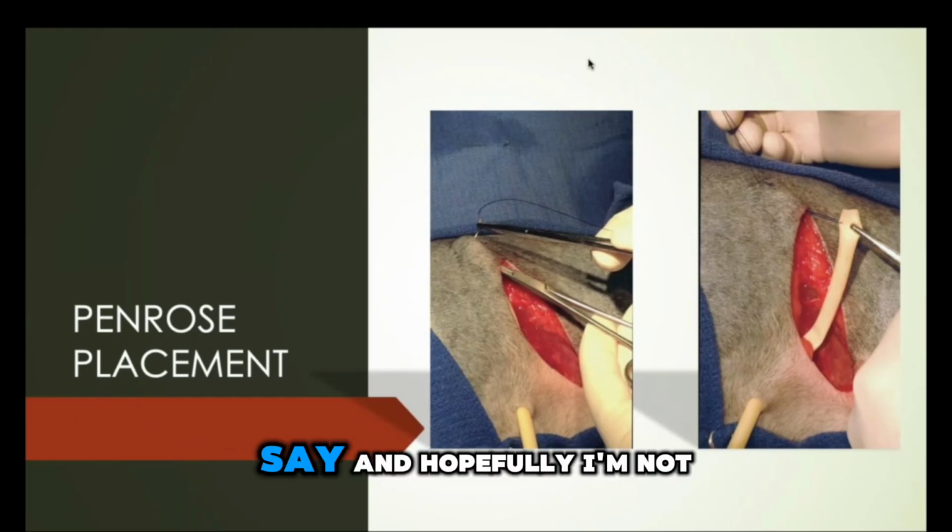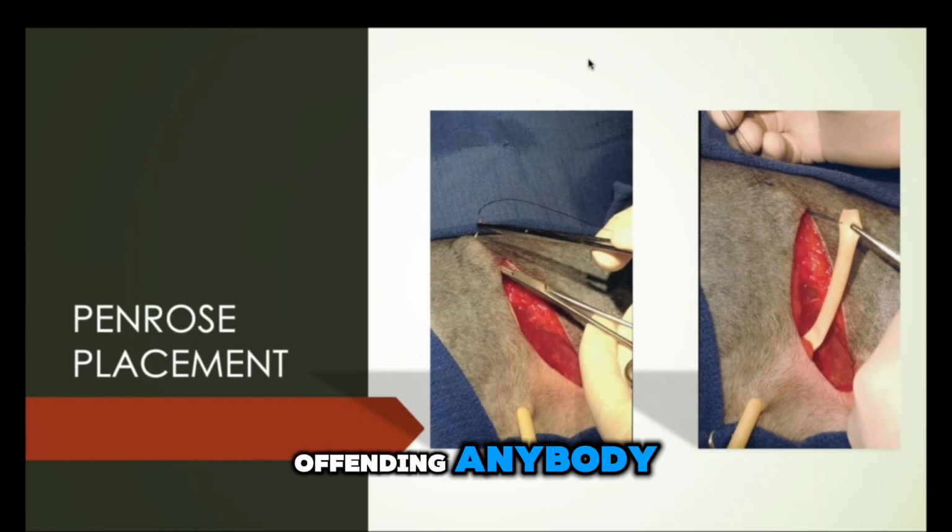The one thing I will say, and hopefully I'm not offending anybody, but again, we want to minimize the number of holes entering a wound. And so Penrose drains should not be placed through an open and an exit wound. There shouldn't be a drain sticking out above and below the wound. We want to minimize that as much as possible for all the reasons we just discussed. So we want to have a single exit hole. We want that hole to be gravity dependent.